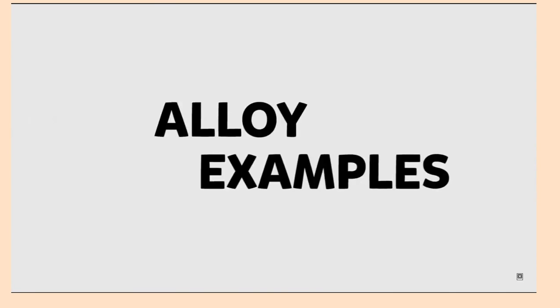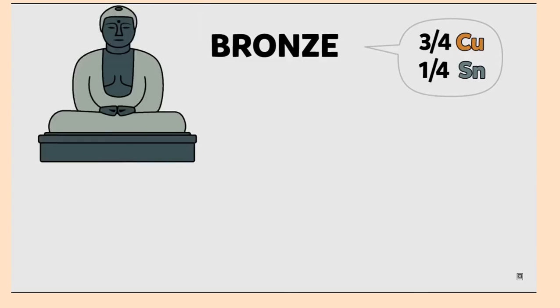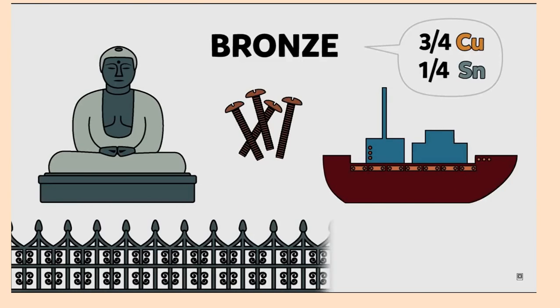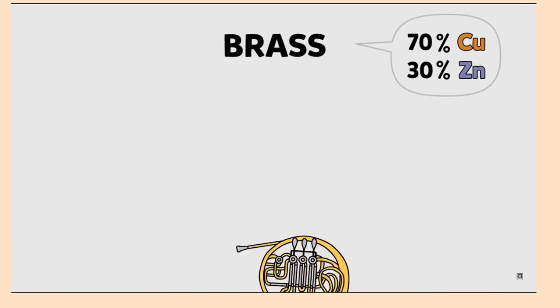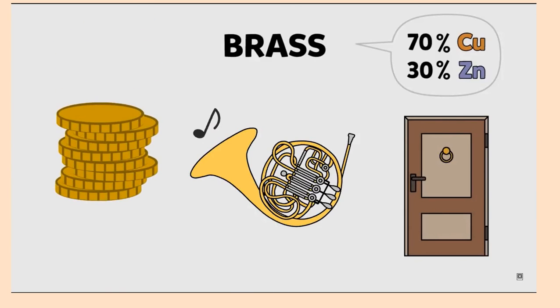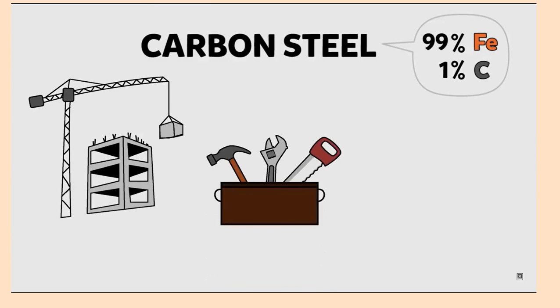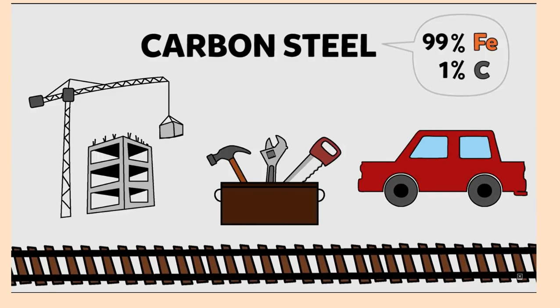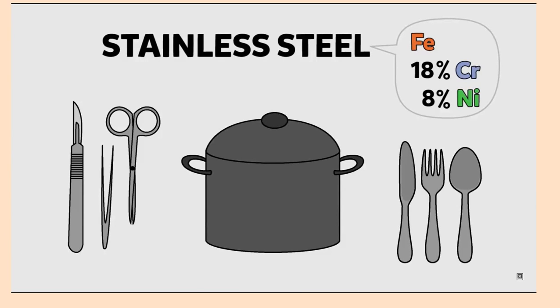To finish, let's look at some well-known alloys. Bronze, 3/4 copper, 1/4 tin, for sculptures, boat hardware, screws and grill work. Brass, 70% copper, 30% zinc, musical instruments, coins, door knockers. Carbon steel, 99% iron and up to 1% carbon for building construction, tools, car bodies, machinery, rails, etc. Stainless steel, iron with about 18% chromium and 8% nickel, used for tableware, cookware, surgical tools and so on.